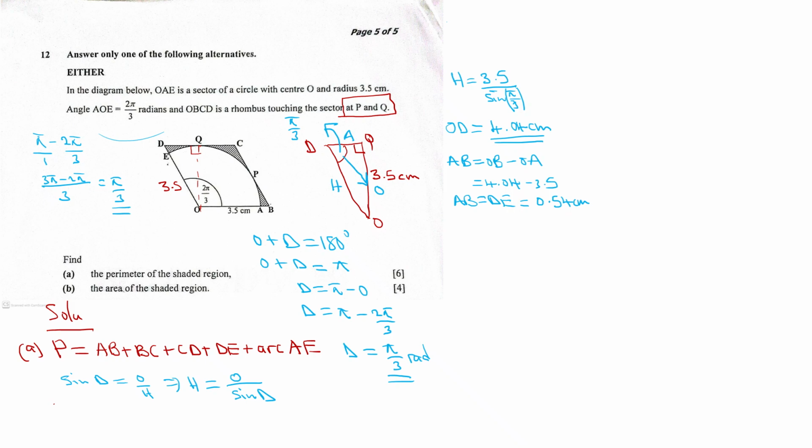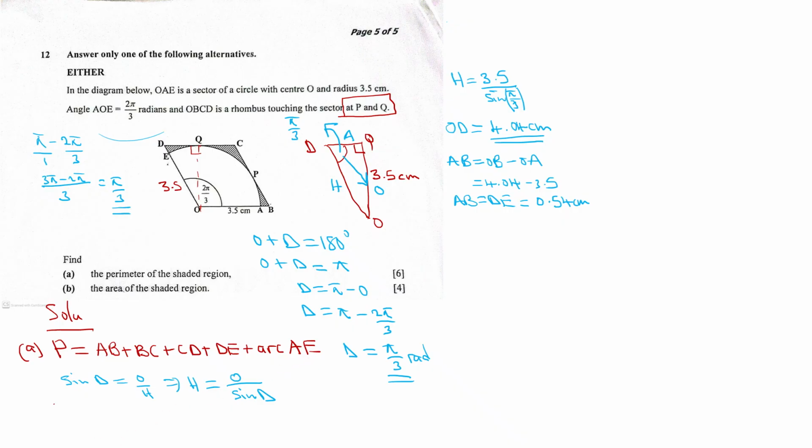So we have worked out the majority of the things we need to calculate the perimeter. When we get back to this formula, we have found AB, BC, CD and DE. All we are remaining with is the length of the arc AE. The question is, how do we find the length of the arc AE?